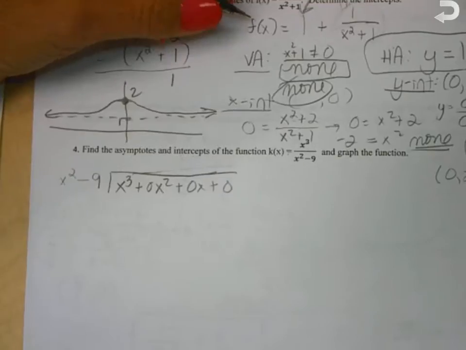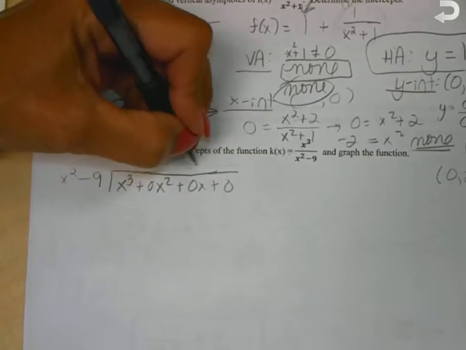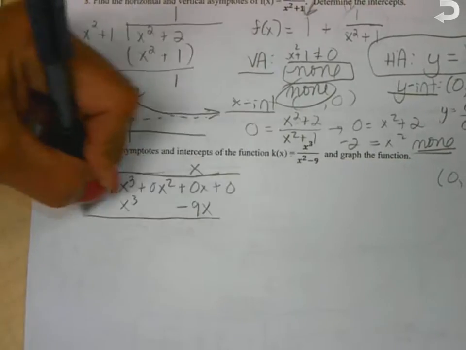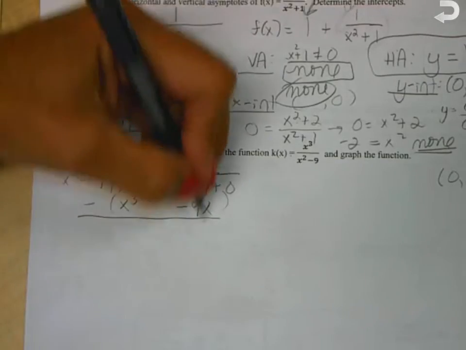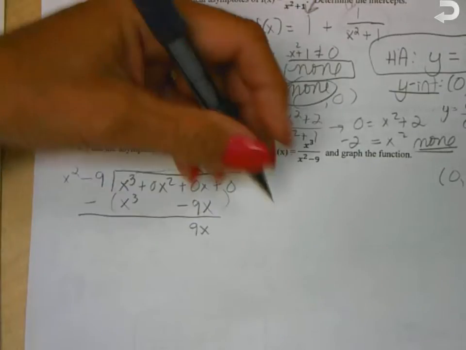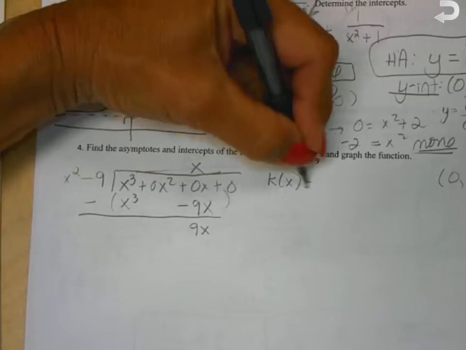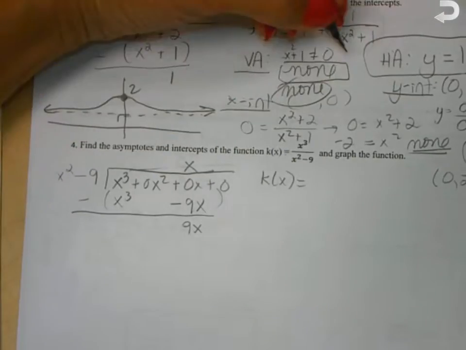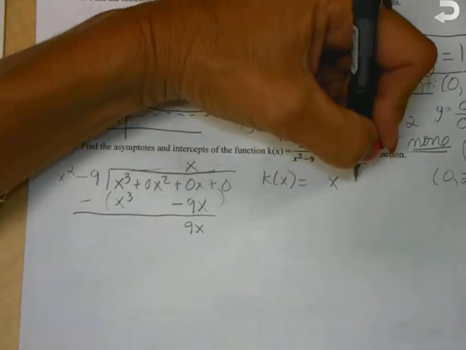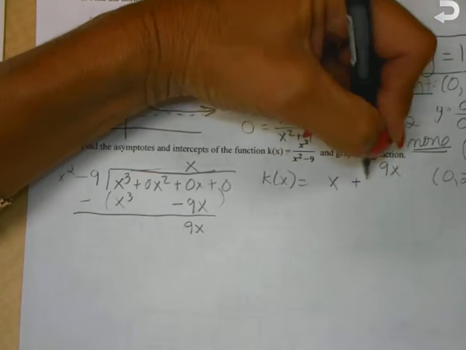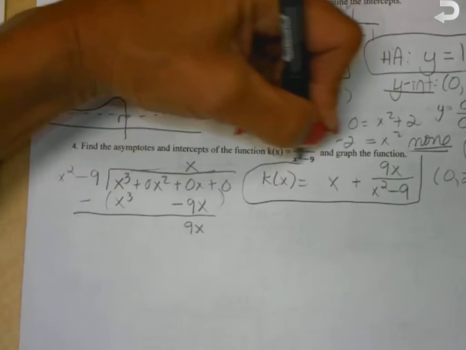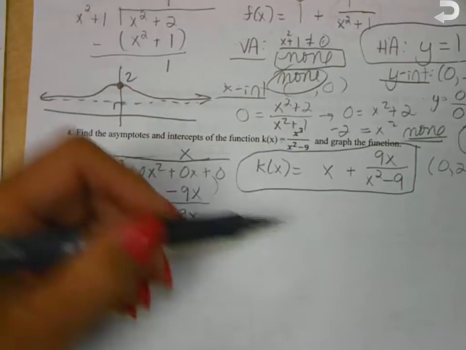Now, I have these missing placeholders here, so we'll quickly put those in. And I find out that x squared goes into x cubed x times. And multiply. Line things up appropriately. And subtract. And I don't have anything else to bring down. So therefore, my k of x function looks like this. When I do my longhand division, I know that x squared minus 9 goes into my function x times with a remainder of 9x over x squared minus 9.